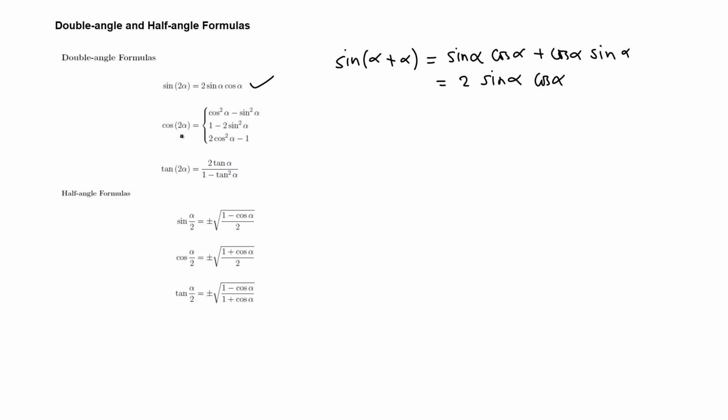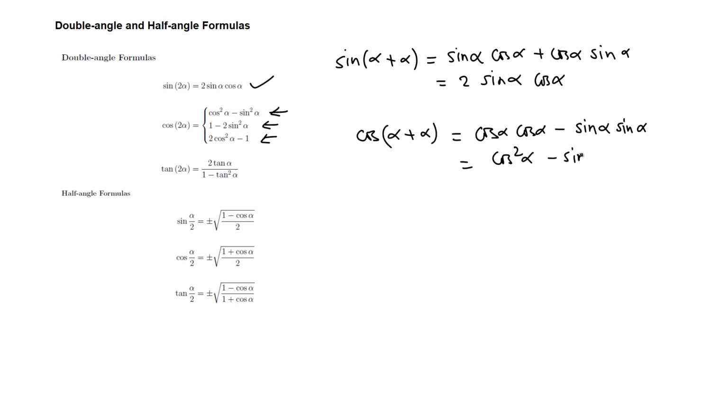Similarly, for cosine 2 alpha, we have 3 options. And in fact, it comes from the sum formula again, because cosine 2 alpha is cosine of alpha plus alpha. And this is like cosine A plus B. And from the previous section, we know that cosine A plus B is cosine A cosine B minus sine A sine B. This is cosine times cosine, cosine square alpha minus sine square alpha. We get the first part.